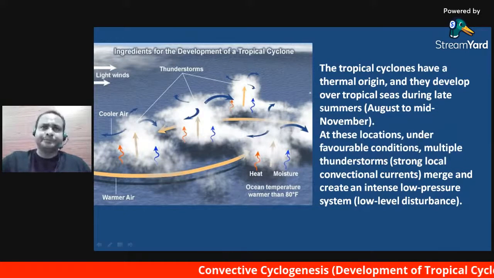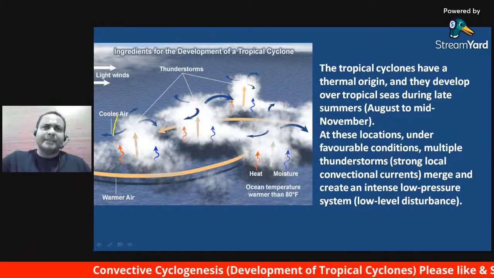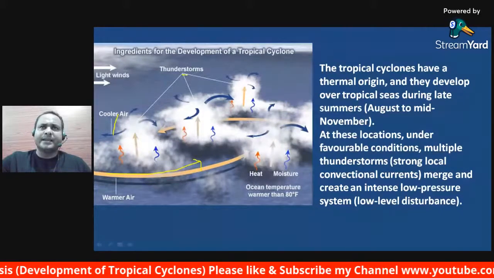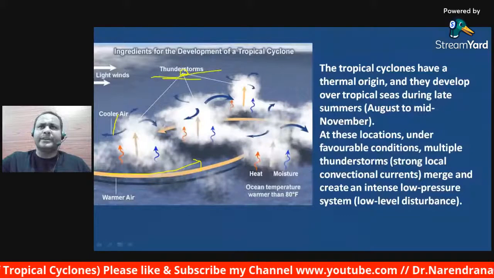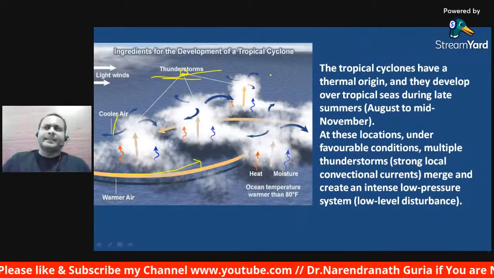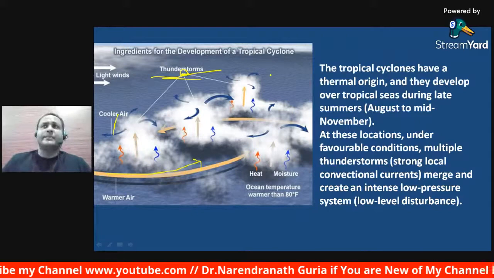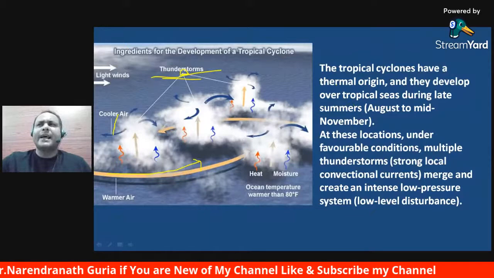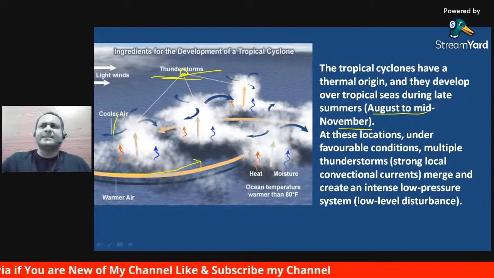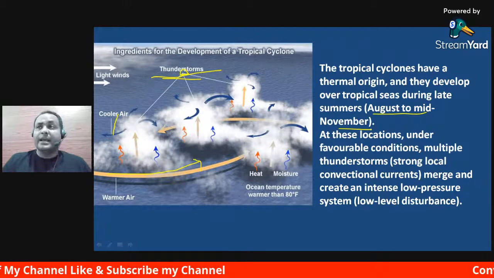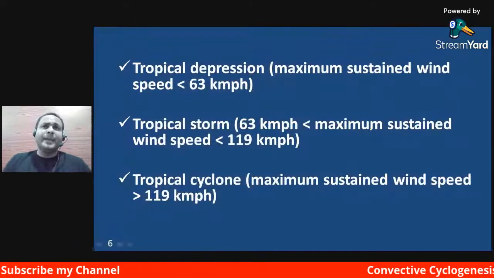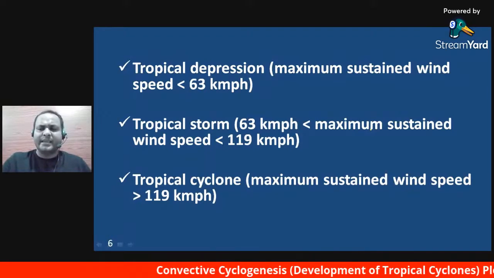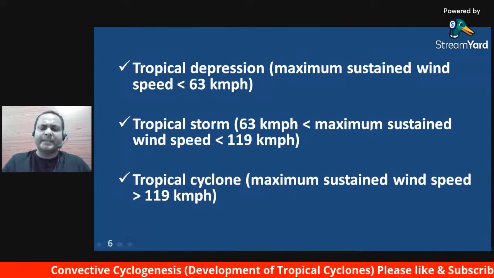When there is cooler air and sometimes warm air, they create the thunderstorm, basically. There are the winds, and the tropical cyclones have a thermal origin, basically, and they develop over tropical seas during late summer, August to mid November, and at this location under favorable conditions. And also there are three main concepts in the formation of tropical cyclone, basically, that are important.